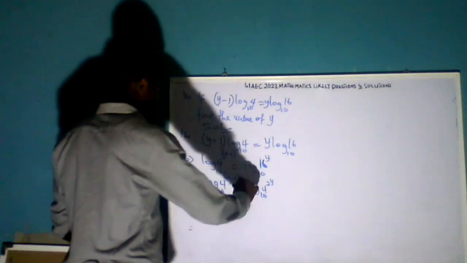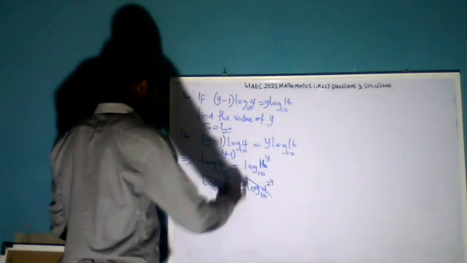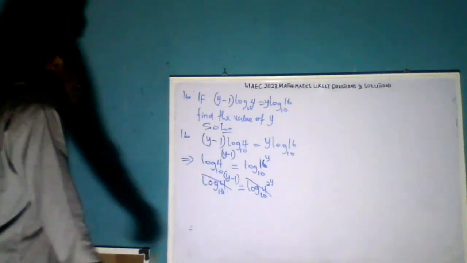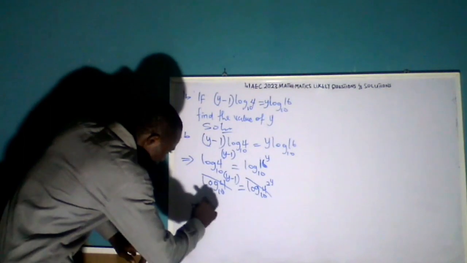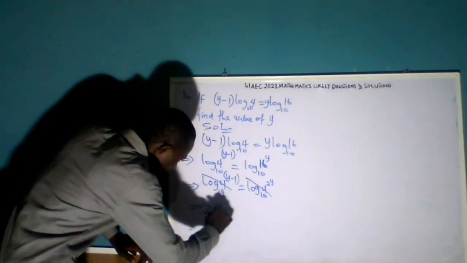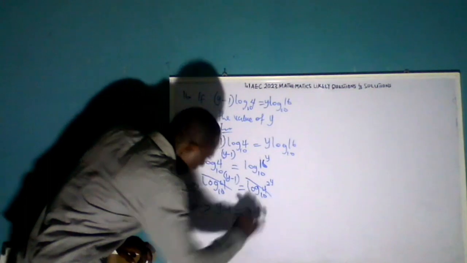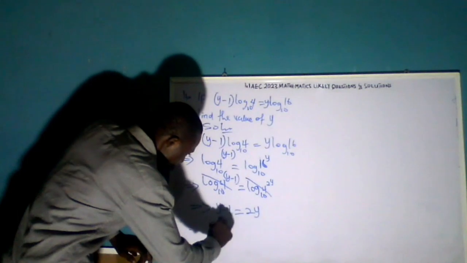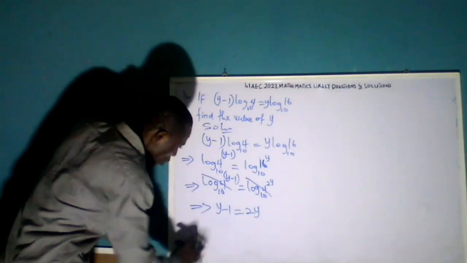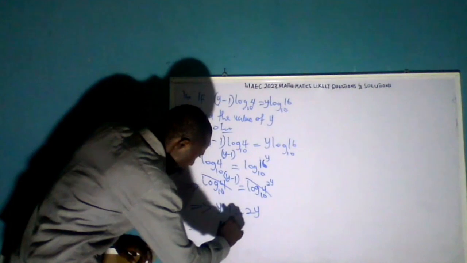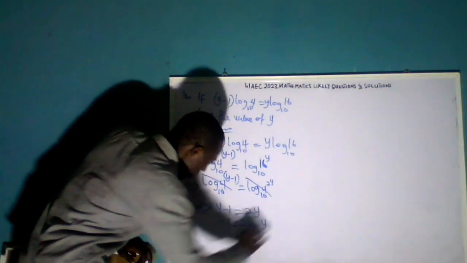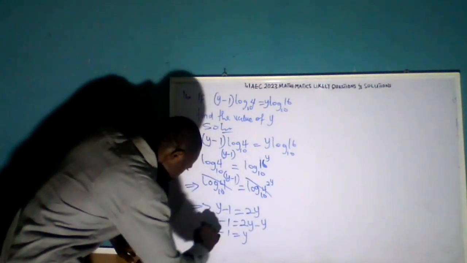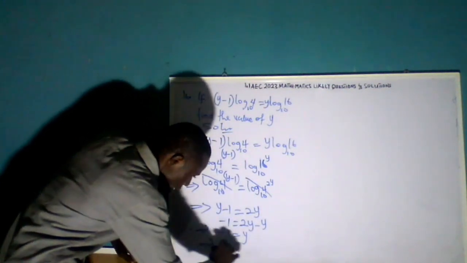And straight away we cancel the logs on this side with this side, and we are left with y minus 1 equals 2y. That means minus 1 equals 2y minus y, which means that minus 1 is equal to y, or better still, y is equal to minus 1.